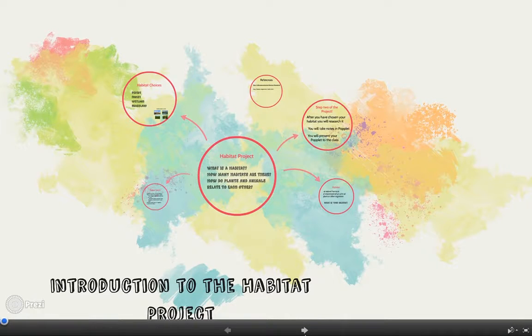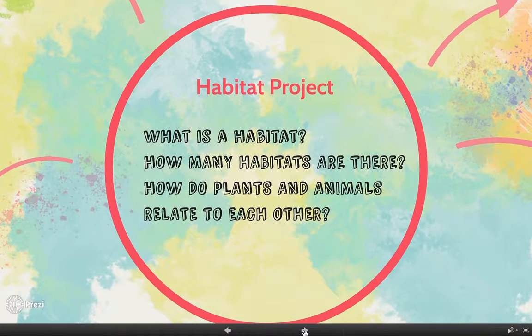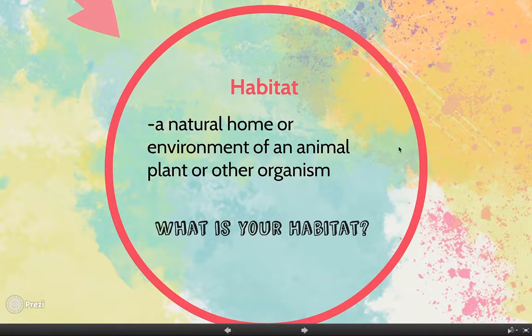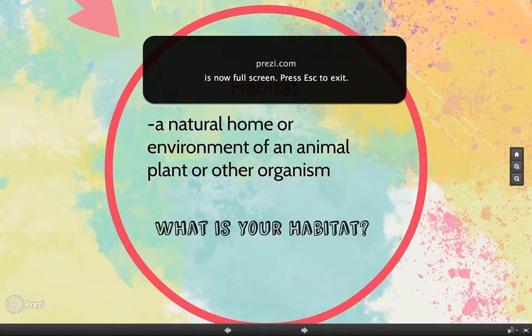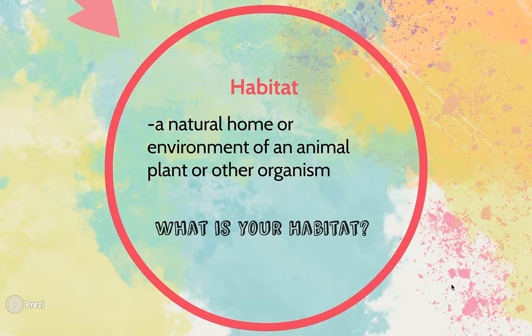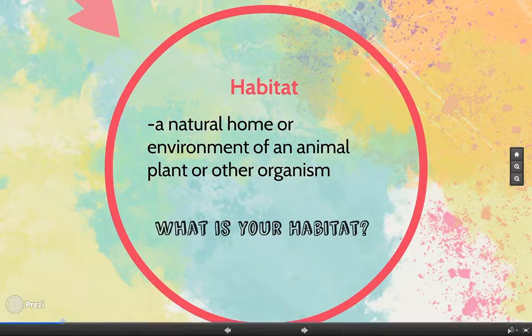Firstly, we're going to go over a few general questions. What is a habitat? How many habitats are there? How do plants and animals relate to each other? First of all, a habitat is a natural home or environment of an animal, plant, or other organism. So I ask you to think about your habitat. Is it where you live at home, where you eat in your home? Is it where you go to school? To answer you, it's all of these things.